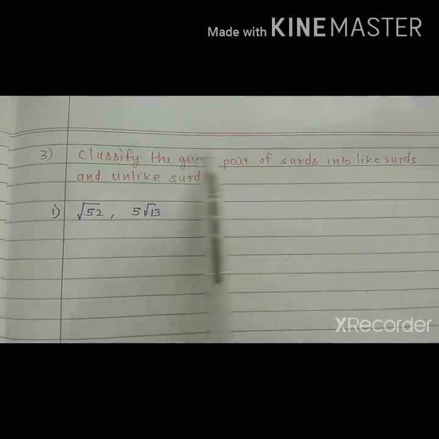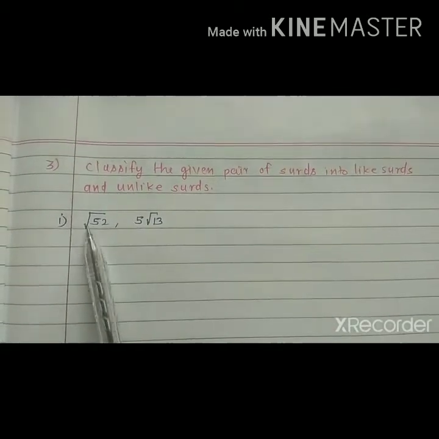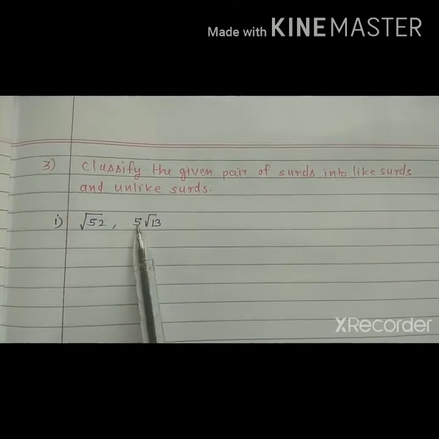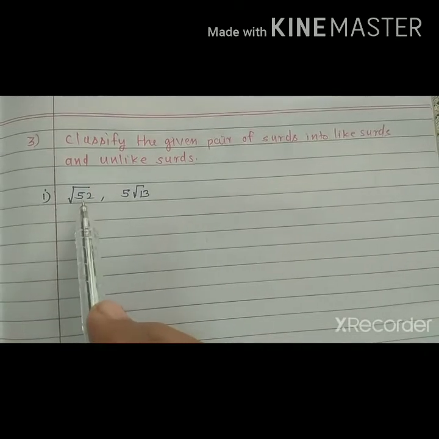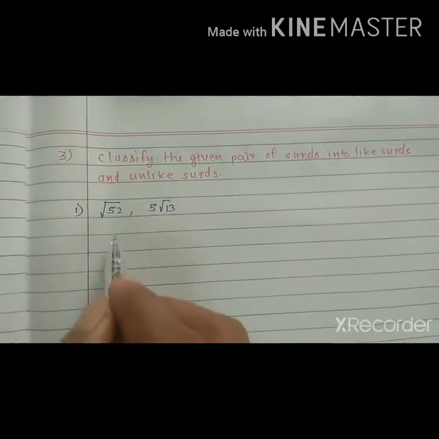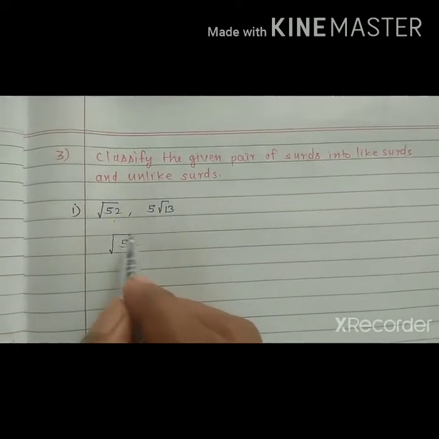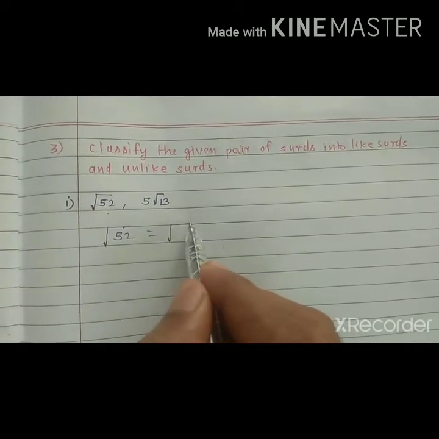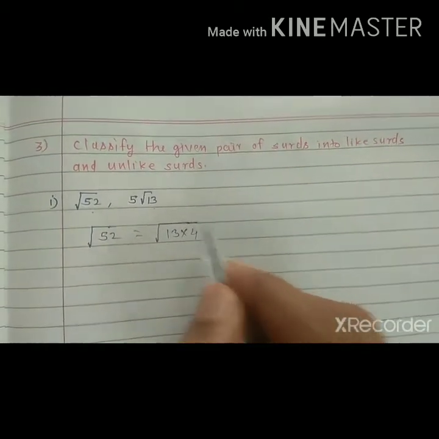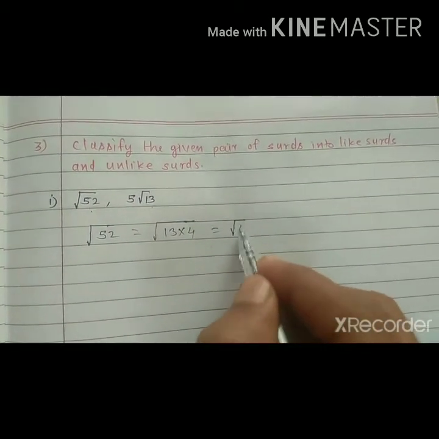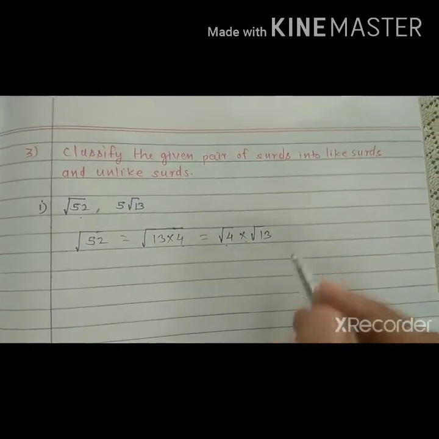Number third, classify the given pair of surds into like surds and unlike surds. So first pair is root 52 and 5 into root 13. So this is root 52. This is pure surd. This is a mixed surd. So root 52 means what? 13 into 4. So root 4 into root 13. It can be written root 4 into root 13.